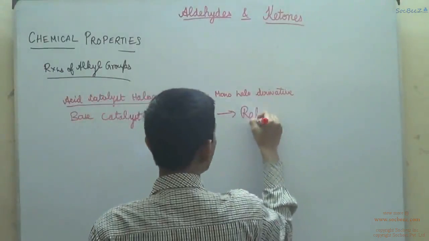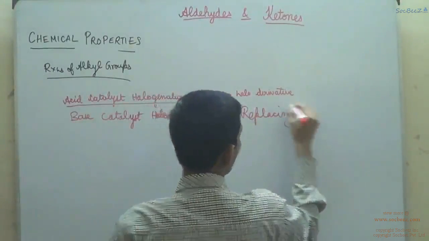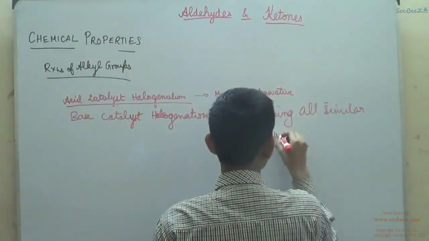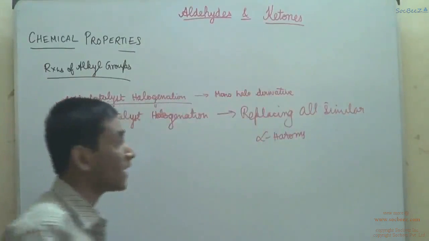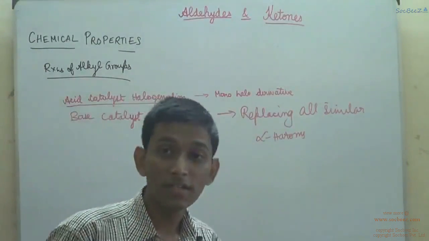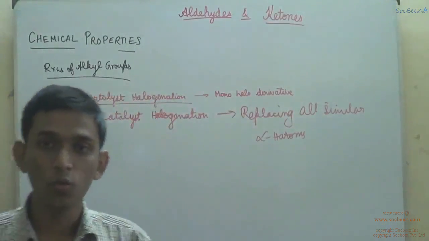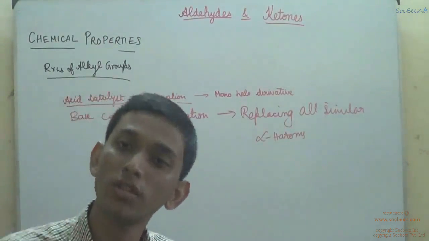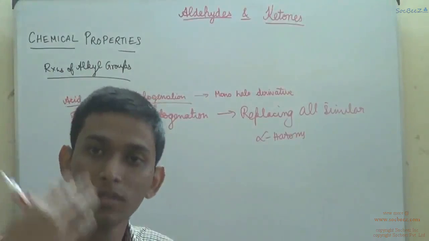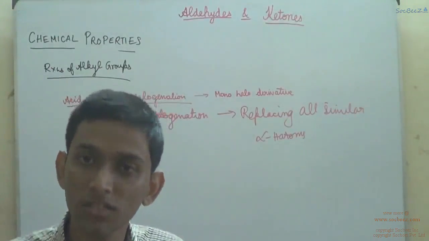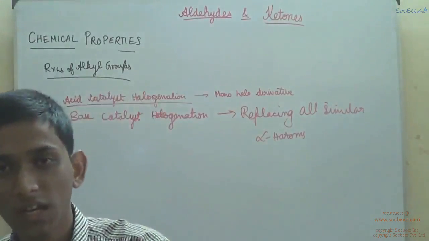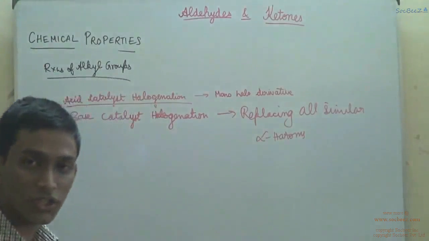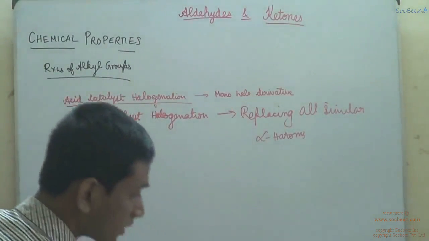it goes on replacing all the similar alpha hydrogen atoms. Okay, so base catalyst halogenation has the ability to replace all the alpha hydrogen atoms. That means as you increase the quantity, the first step happens, then the second step, third step, and all the possible similar alpha hydrogen atoms are replaced in base catalyst halogenation. Okay, so that was a little bit of halogenation.